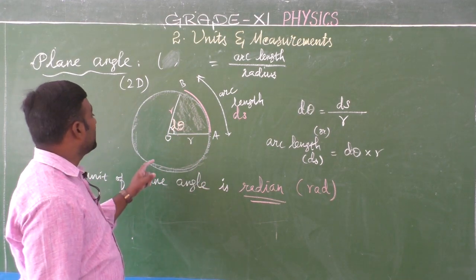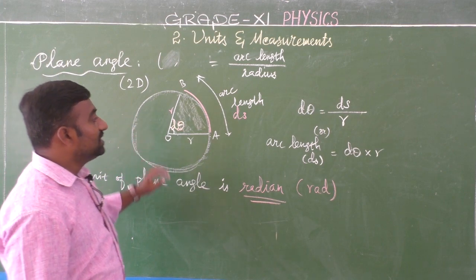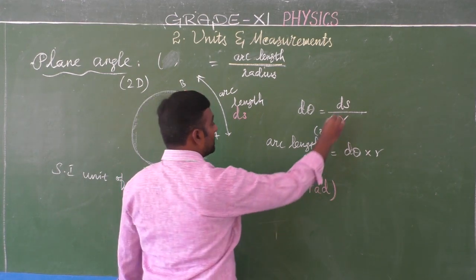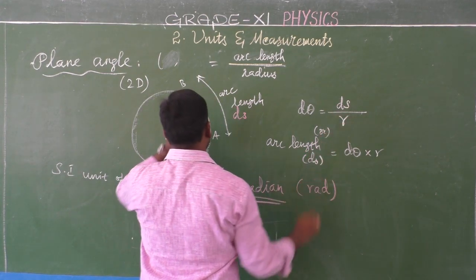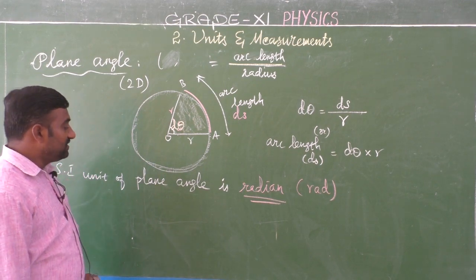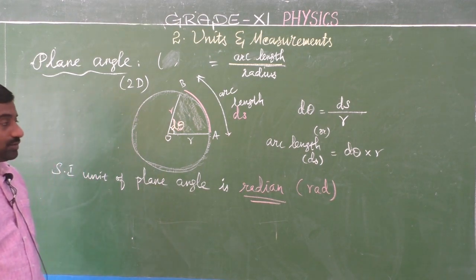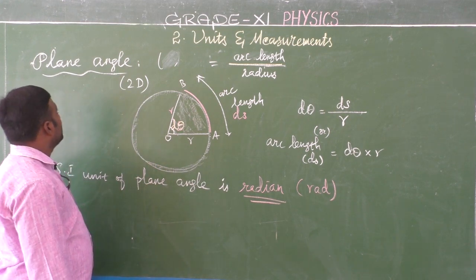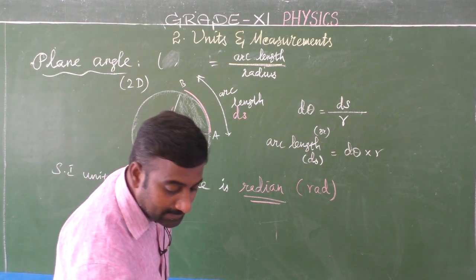So what is the plane angle? The plane angle is a ratio between the arc length to the radius of the circle. ds is the arc length and the radius of the circle is r. So ds by r, and the SI unit of this plane angle is radian. It is mainly for 2D. Okay. Next we are moving to solid angle.